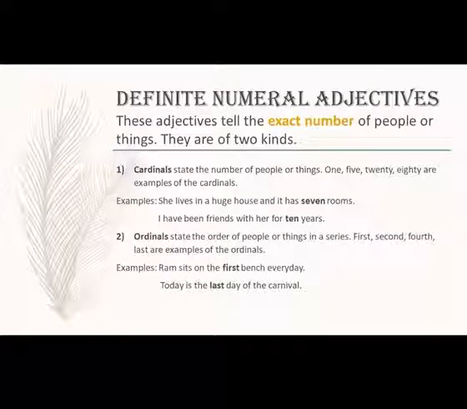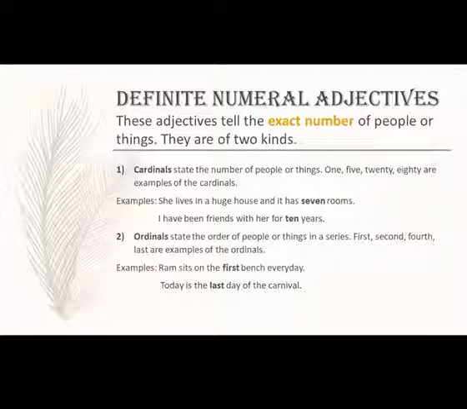Definite numeral adjectives are the adjectives which tell the exact number of people or things. Focus on the word exact. These are of two kinds, cardinals and ordinals. Cardinals definite numeral adjectives state the number of people or things. Like 1, 5, 20, 80, these are what? Numbers, and are examples of the cardinals.